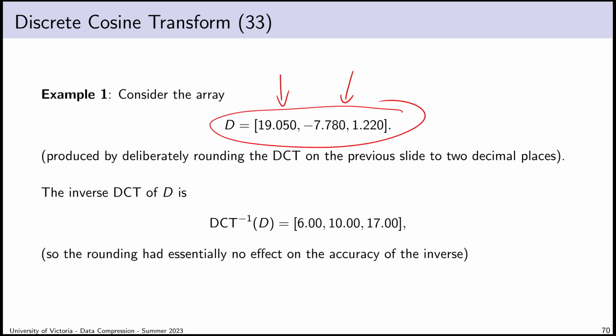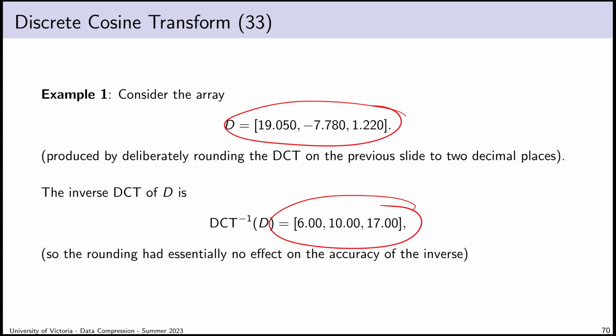If I take the inverse DCT of this, I get my original sequence basically intact. I mean, there could be some small rounding errors at the end of this decimal expansion. But in general, truncating the DCT to two decimal places doesn't really have an effect on the result. For lossy compression, this would definitely do the trick. What this is showing us is a hint, it's anecdotal, that the DCT operation is numerically stable, that tiny perturbations on the DCT don't completely throw off the inverse operation, which is nice.